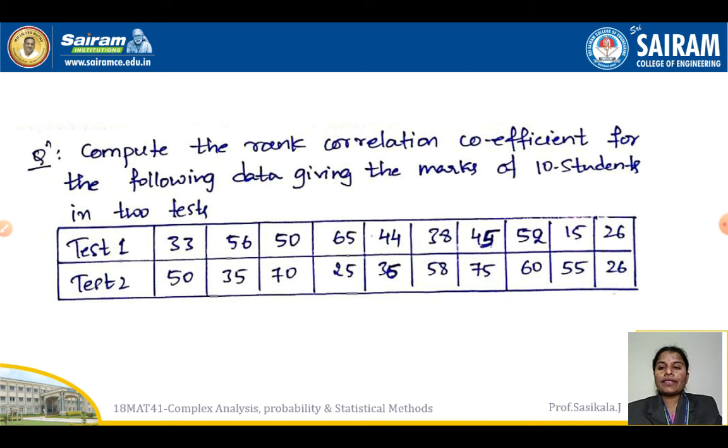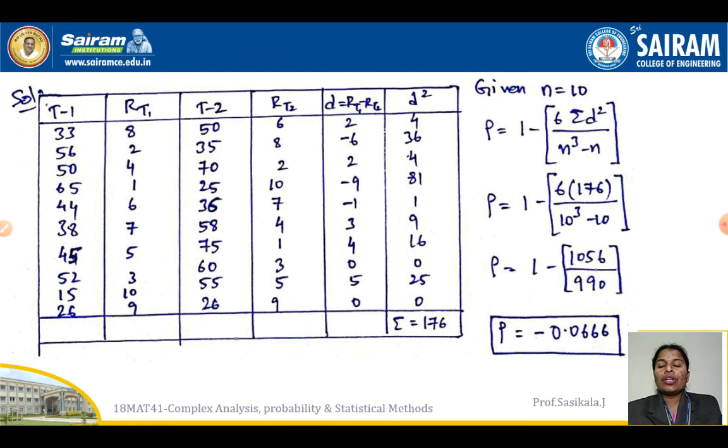Now the next question: compute the rank correlation coefficient for the following data, given as marks of 10 students in test 1 and test 2. Similar to what we have done, using test 1 find rank 1 and for test 2 find rank 2, find the difference and take the square. The summation d squared I will get is 176.